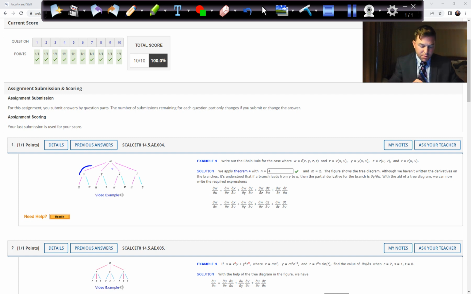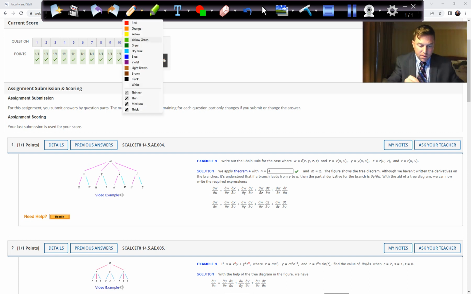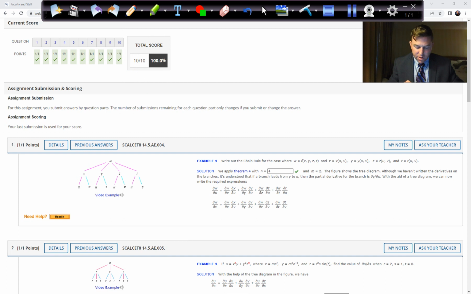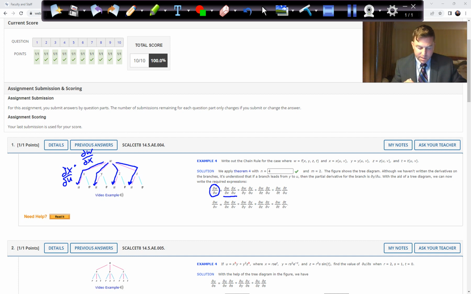Okay, so let me explain how these work. So let's say we want to calculate the partial derivative of w with respect to u. Well, we have to go down each branch to get to u. And every branch we go down is going to have a partial derivative on it. So the first branch from w to x would be the partial derivative of w with respect to x. Then from x to u would be the partial derivative of x with respect to u, and you multiply those two together. So that's going to be this branch right here, dw dx times dx du.